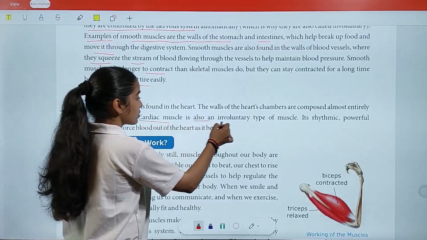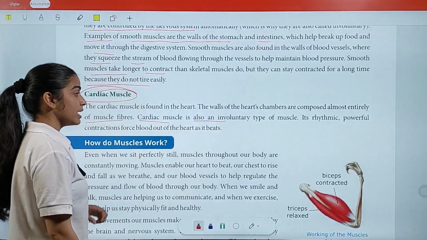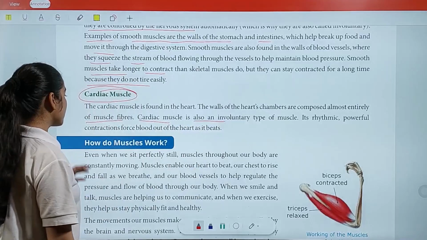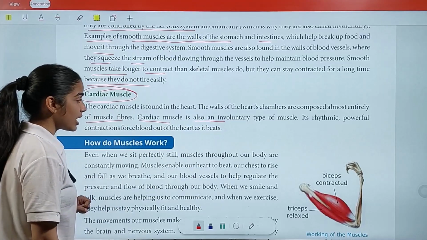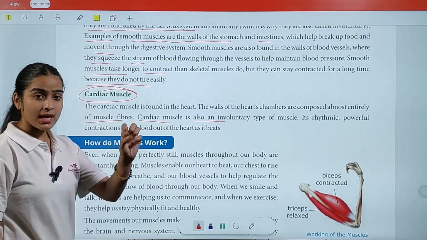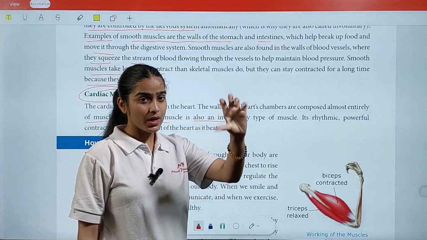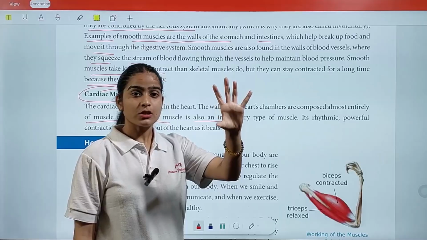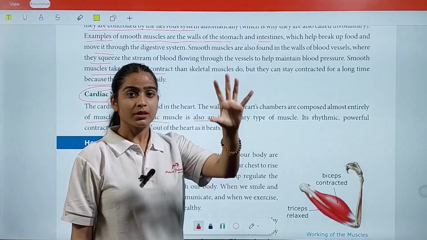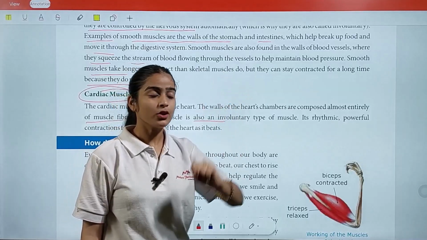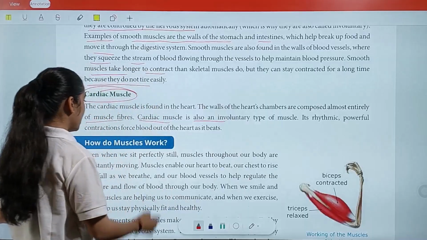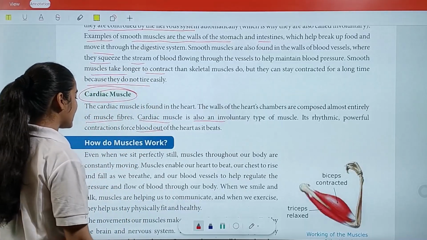Cardiac muscle is also an involuntary type of muscle. It is rhythmic, and its powerful contractions force blood out of the heart as it beats. So as your heart beats, it is like a process. The lub dub sound we have in our heart squeezes out the blood. They also do the movement of the blood as well. So blood goes out of the heart as it beats.